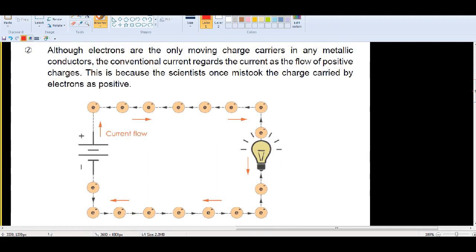Although electrons are the only moving charge carrier in metallic conductors. Okay, so here, we all understood that electrons are negative. So if there's a pathway between the negative terminal and the positive terminal, electrons will go from the negative terminal to the positive terminal, right? Because it's negative, so it will leave the negative terminal and go to the positive terminal.